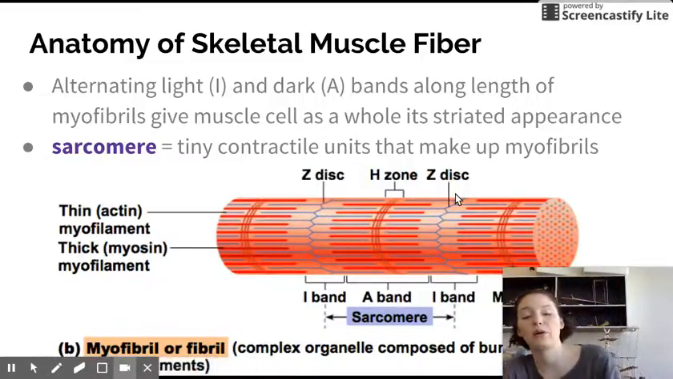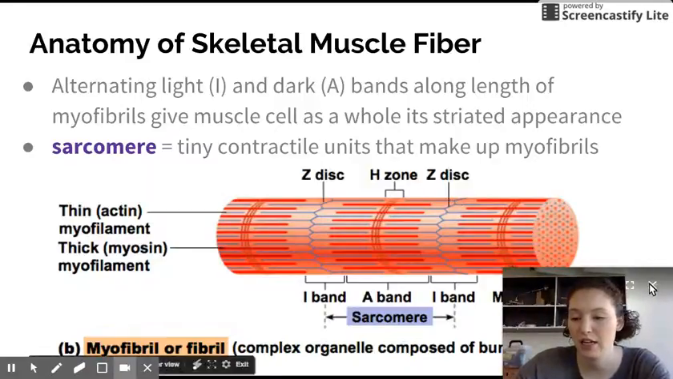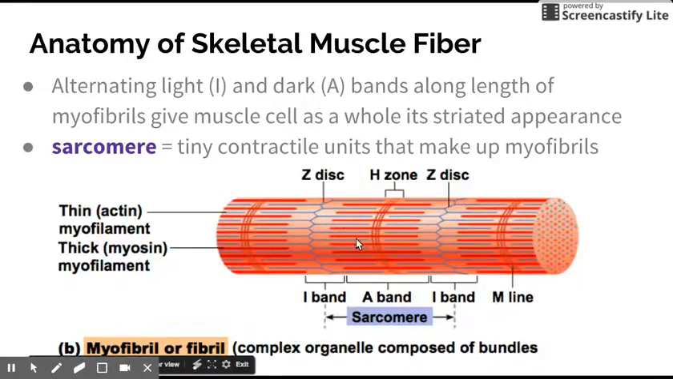So let's look at what we are showing in this. I'm going to X out of my picture here. So let's look at what we're looking at here. Okay. So the I band is this light section here. In our sarcomere, we have thin and thick filaments. And so the I band has only thin filaments in it. And because they're only thin filaments, this produces a lighter color that we're seeing. And so the I band is light.